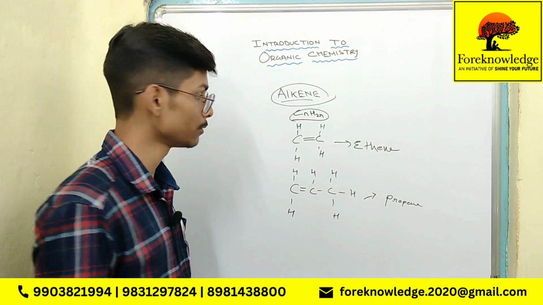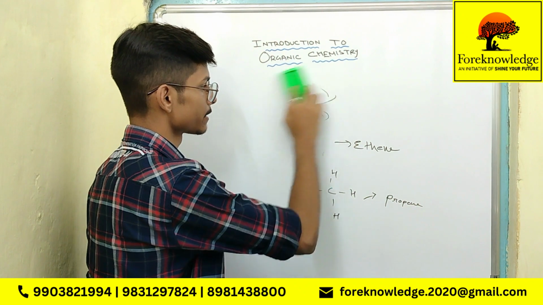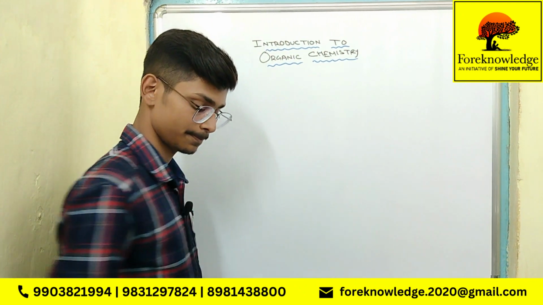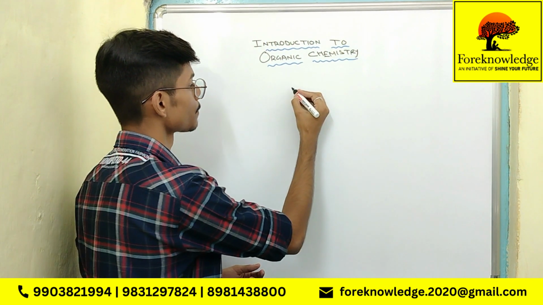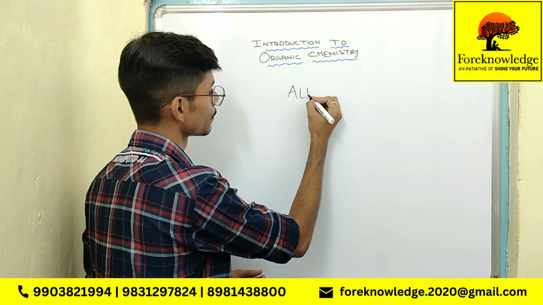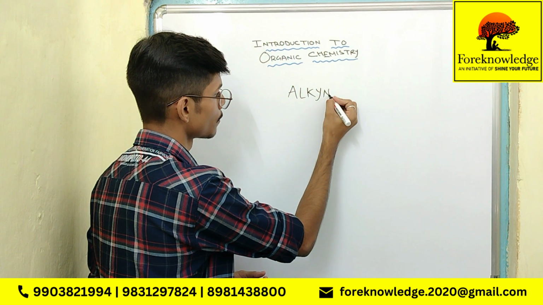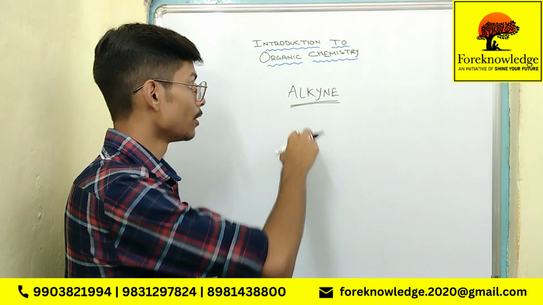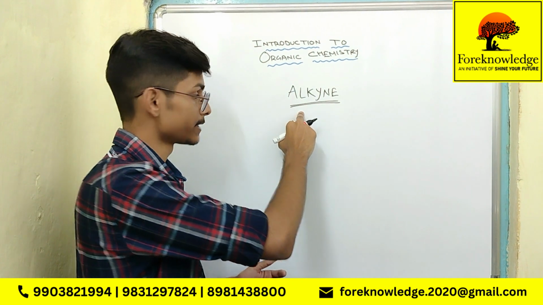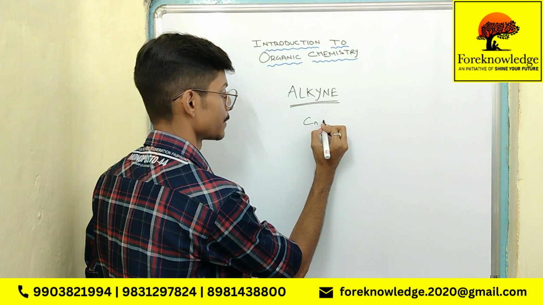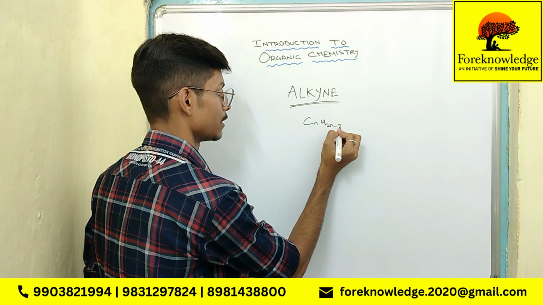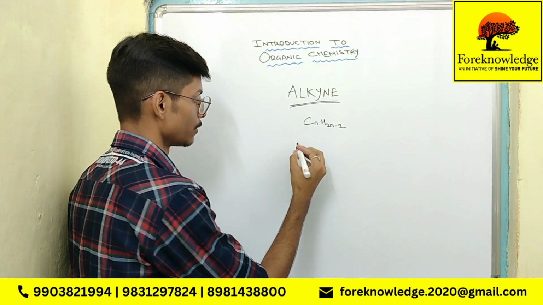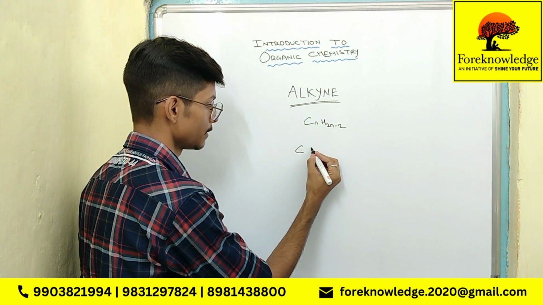Now I am moving on to alkyne, that is a triple bond between two carbons. Now what is its general formula? Its general formula is CnH2n minus 2. Now let me give you some examples.